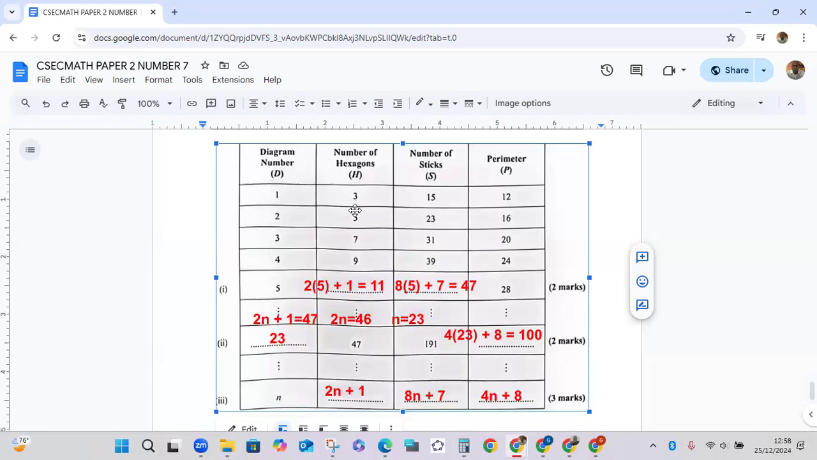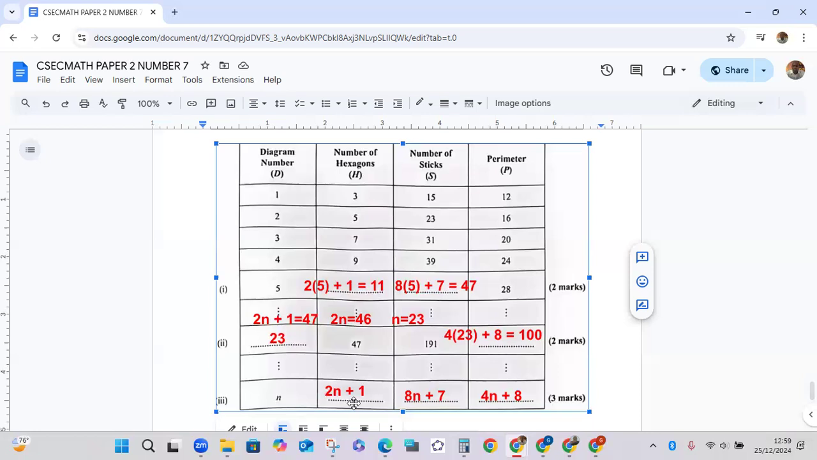Now, that 2 is constant. Since it is constant, it can take the role as a gradient of a straight line, if you want to put it that way. y is equal to mx plus c. So m here would be 2. That 2 is constant. So n can be easily multiplied by 2.